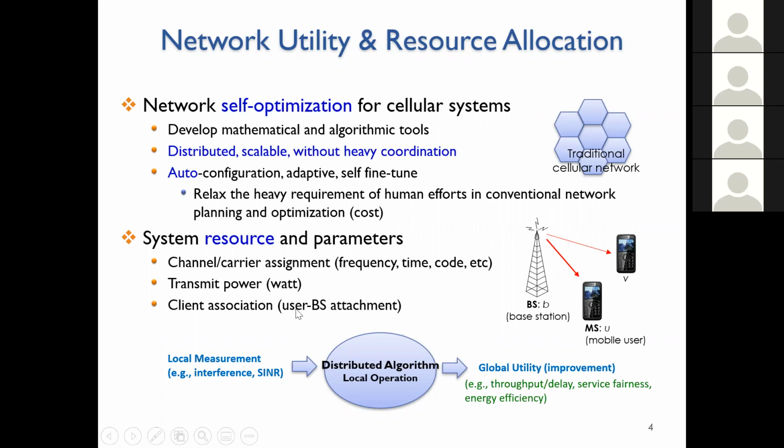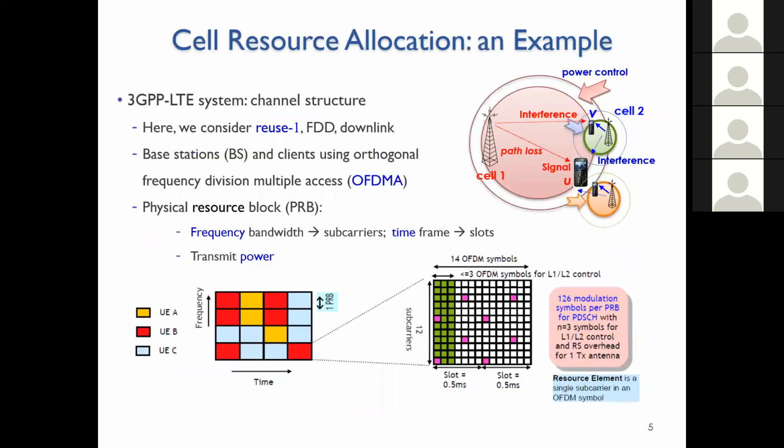Here I just give an example that the variable could be power, channel, time, frequency, or the client-user association pairing, like the figure on the right side. Of course, the problem is not about a single cell. It is a multi-cell problem, otherwise it would be easier. So I will just give you a few terminology to introduce the background.